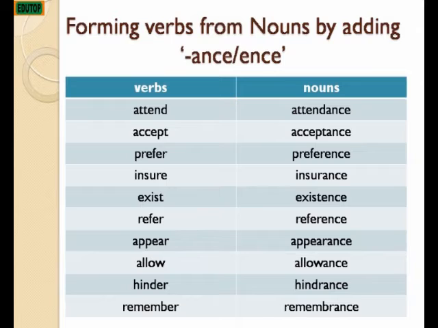Forming nouns from verbs by adding ance or ence. We have attend to form attendance, accept to form acceptance, prefer to form preference, insure to become insurance, exist to become existence, refer to become reference, appear to become appearance, allow to become allowance, hinder to become hindrance, and remember to become remembrance, and so on.